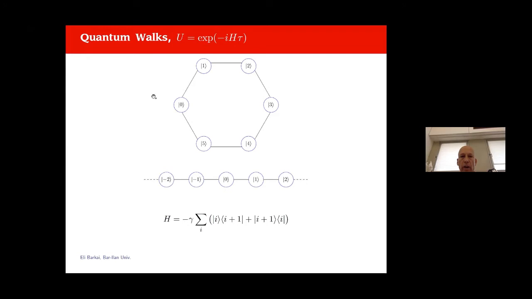Now, in recent years, there has been a lot of interest in the following question. Let us assume that this represents a quantum walker. By quantum walk, I mean a tight binding model, which was introduced two talks ago. So you have hopping amplitudes between nearest neighbors, let's say all of them the same.